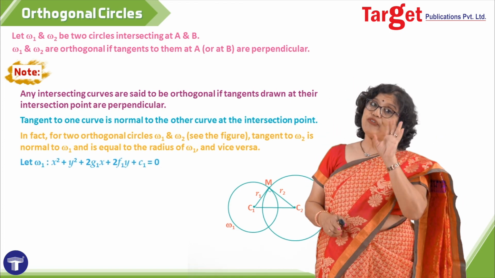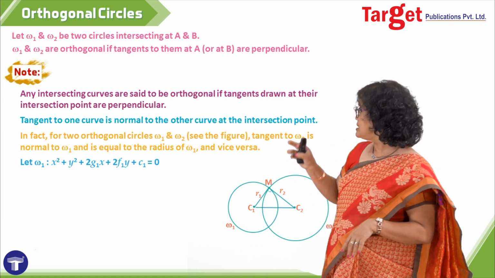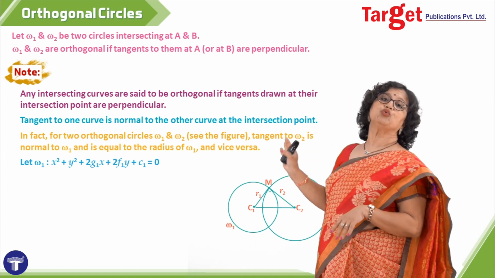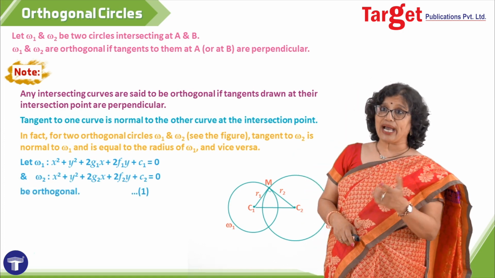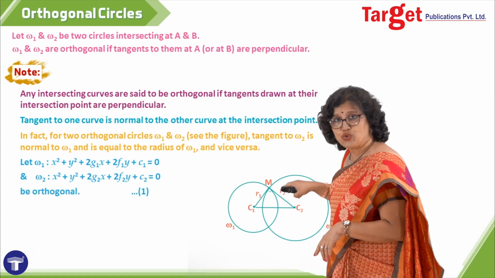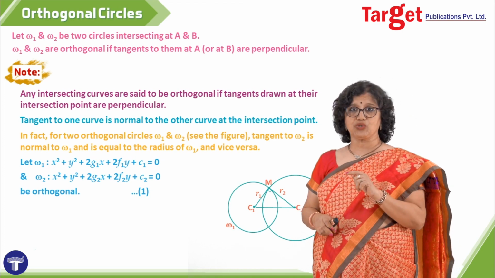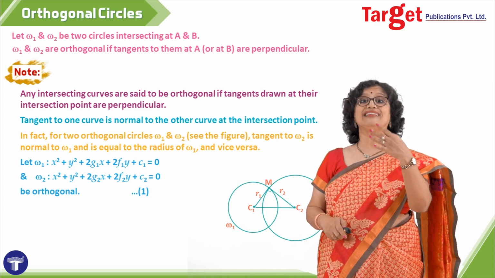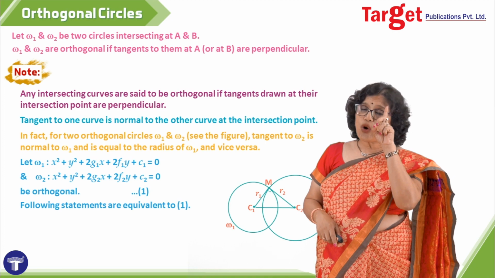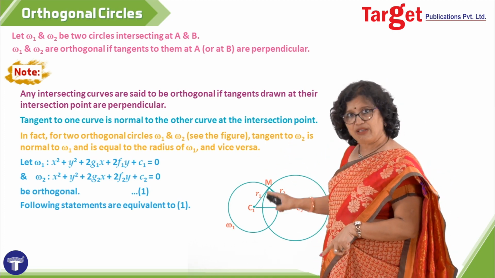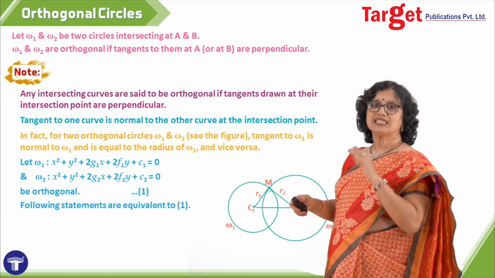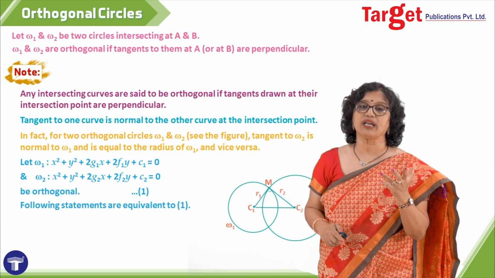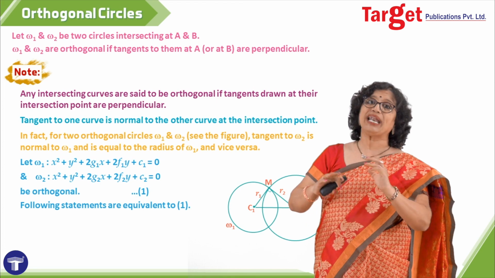Okay. Now, if I say omega 1's equation is x square plus y square plus 2 g1 x plus 2 f1 y plus c1 equal to 0, and omega 2 is x square plus y square plus 2 g2 x plus 2 f2 y plus c2 equal to 0, and if they are orthogonal, then what next? The following statements, whatever we will be saying now, all are equivalent. It means when you say these two circles are orthogonal, that is equivalent to what? When I say equivalent, that means one and the same.